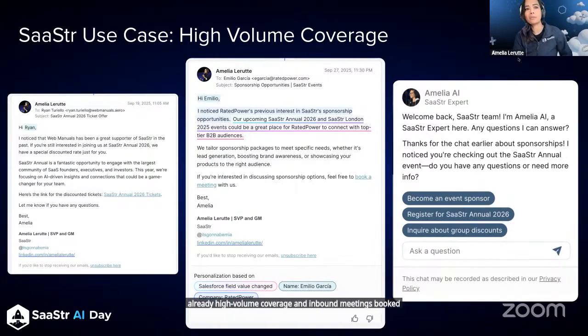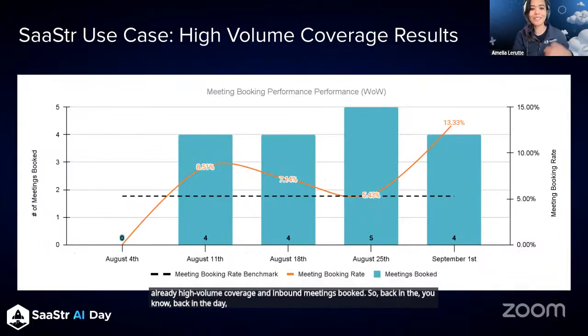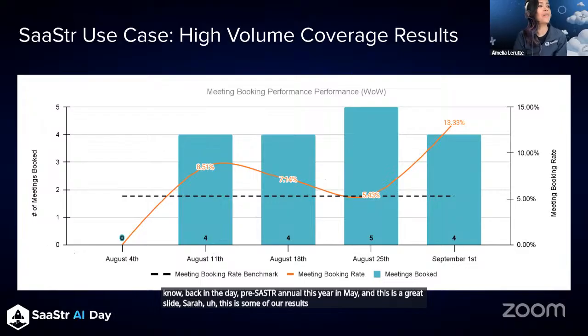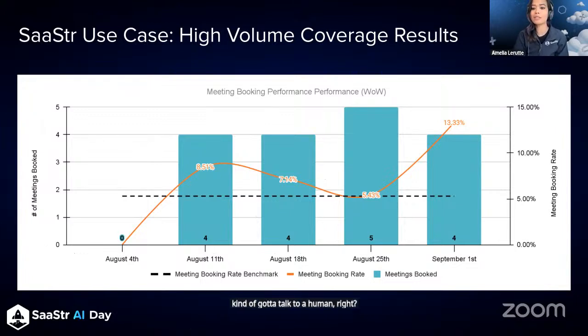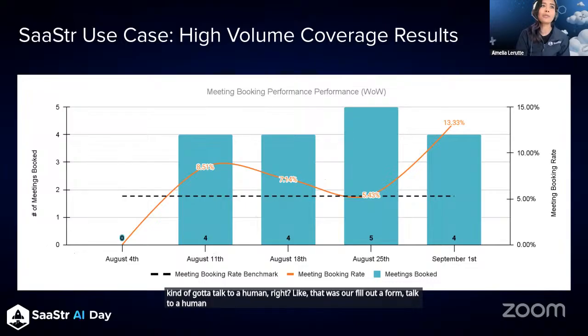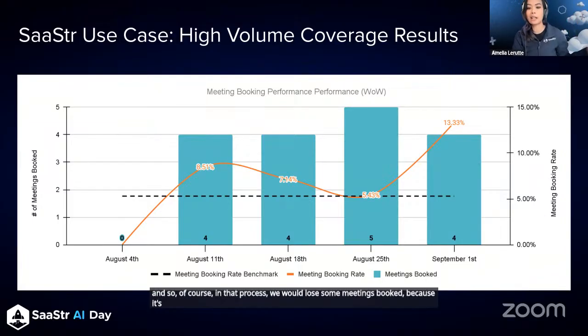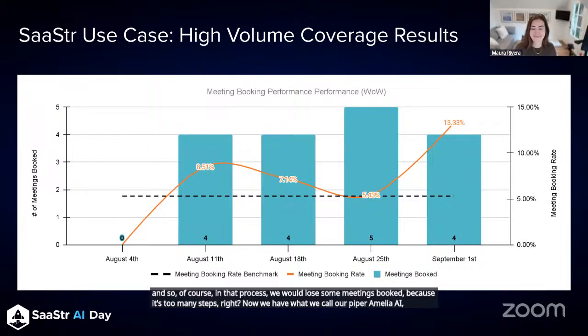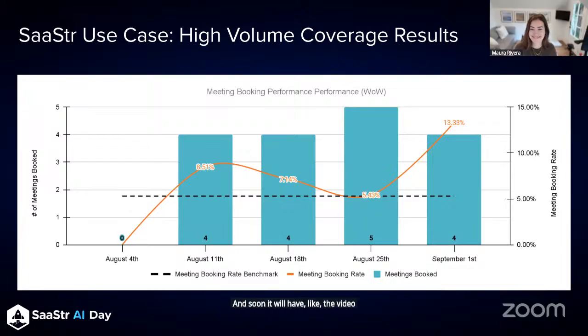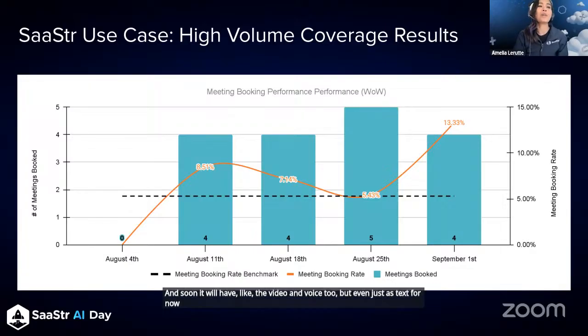So back in the day, pre-SaaStr Annual this year in May, and this is a great slide, Sarah, this is some of our results. We don't mind sharing them. We would say, if you want to learn more about our sponsorships, you've got to talk to a human. Fill out a form, talk to a human, and our humans will try to book the meetings. It's a little convoluted, and of course in that process we would lose some meetings because it's too many steps. Now we call our Piper Amelia AI, and soon it will have video and voice too, but even just as text for now, it's super cool.